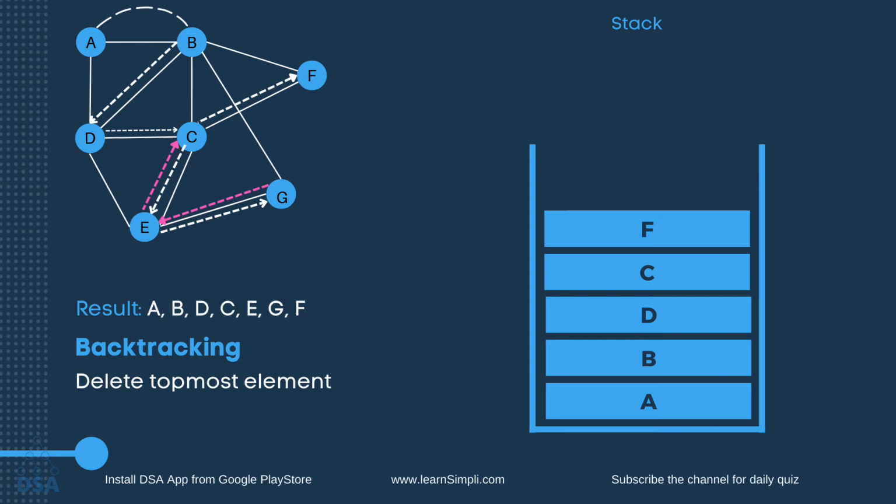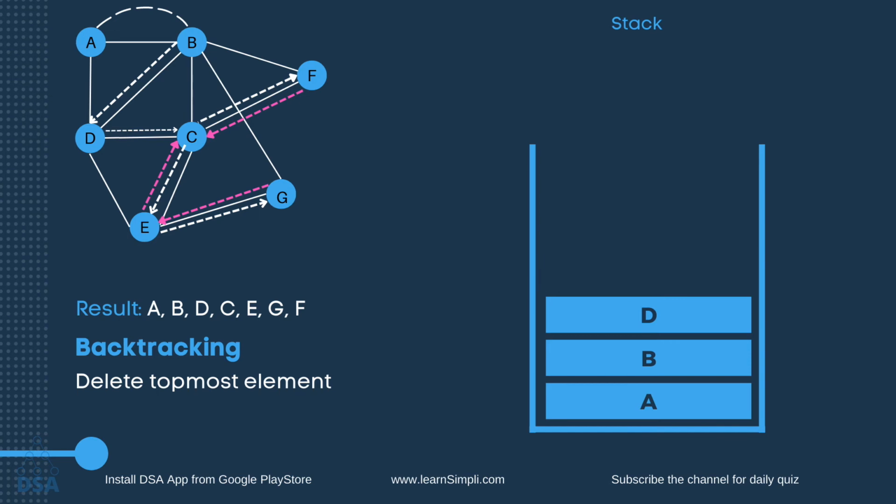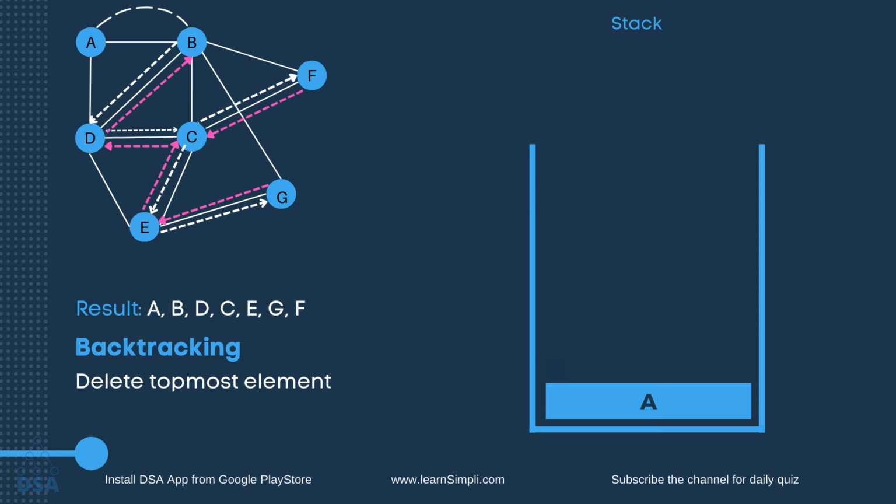Check if F has any unvisited vertices adjacent to it. There is no unvisited vertex adjacent to F. Therefore, now pop out the topmost element F and backtrack to C again. Check again for the unvisited vertices adjacent to C. We don't have any, so pop out C and backtrack. Does D have any vertices left unvisited? No, we don't. So pop out D and backtrack to B. Again, there is no unvisited vertex left adjacent to B. So pop out B and backtrack to A.